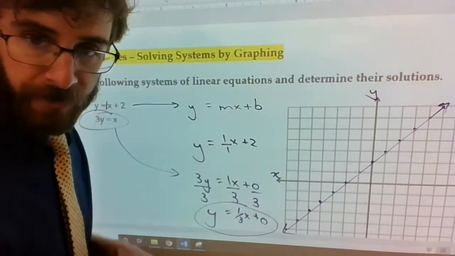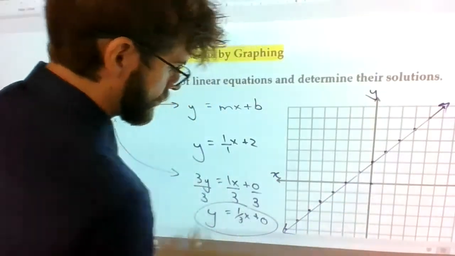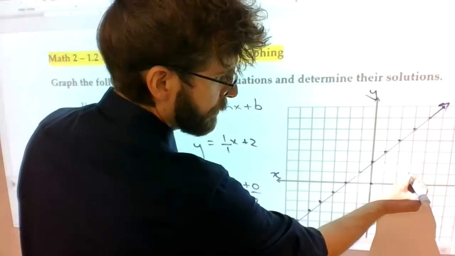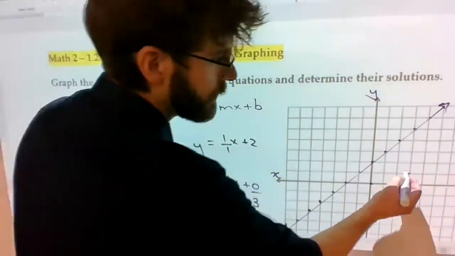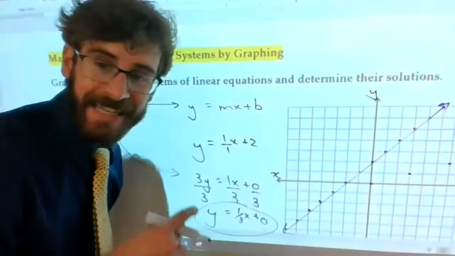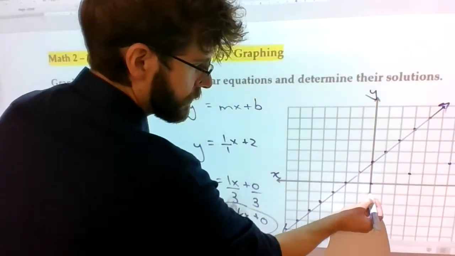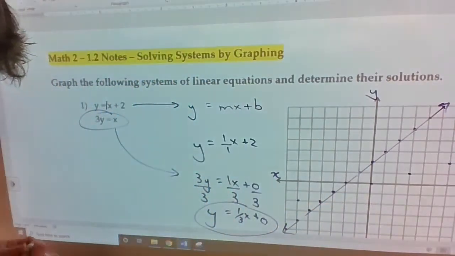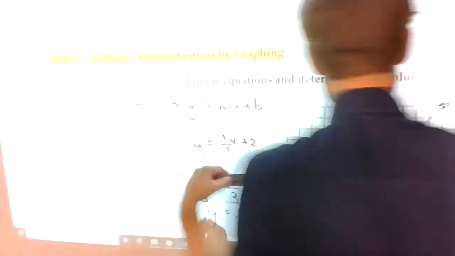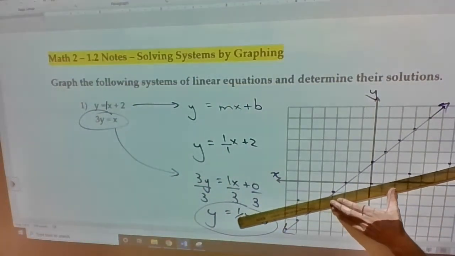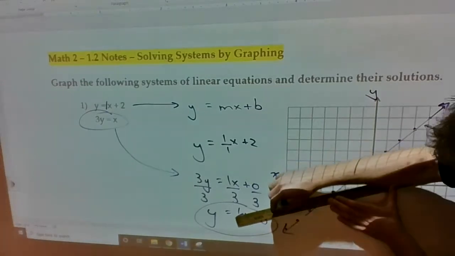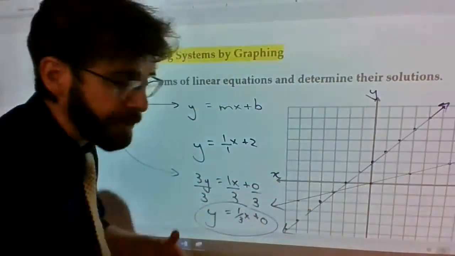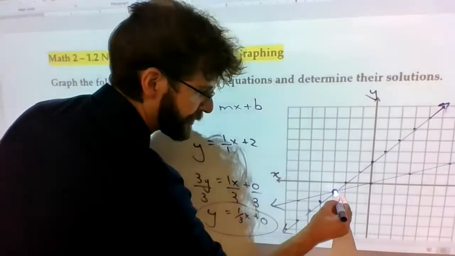So this one starts right on the origin. And then you would plot up 1, right 3. Up 1, right 3 units, as many times as you can. Up 1, right 3. Or down 1, left 3. Connect your dots. And we've found the place where the two lines intersect. It's right here.